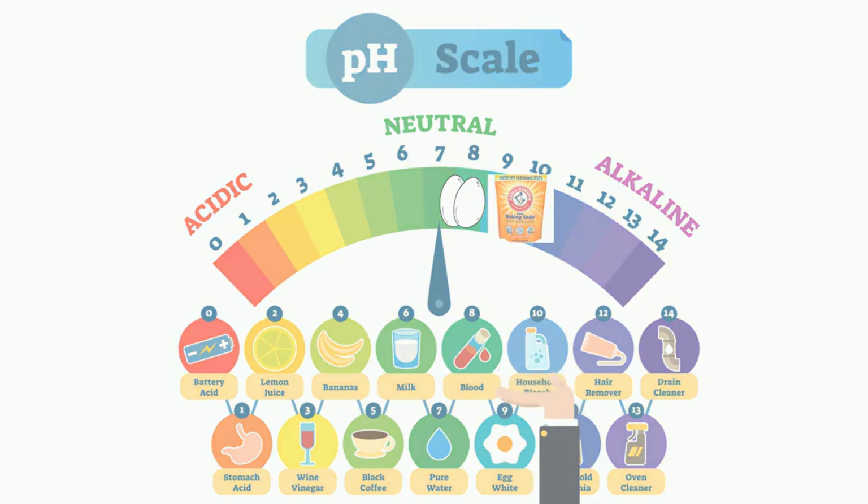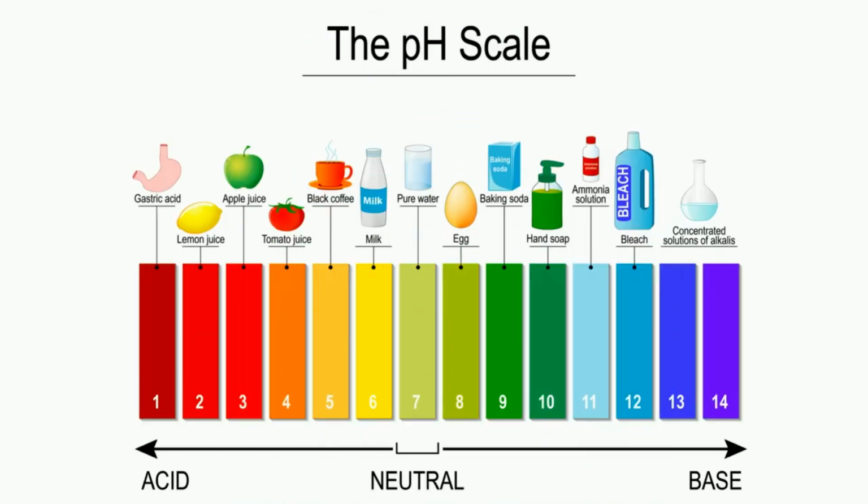Next, the pH scale has colors that go along with acids and bases. Acids are yellow, then change to orange, then to red. And bases are green, then to blue, and almost purple. Again, remember B for base and blue.